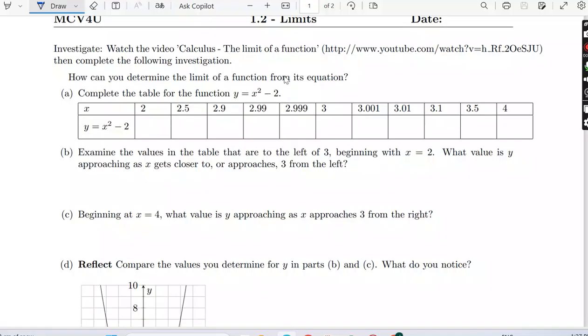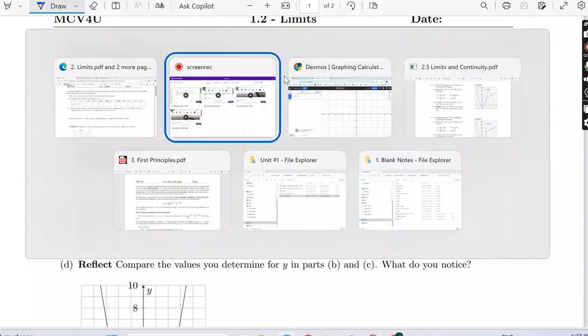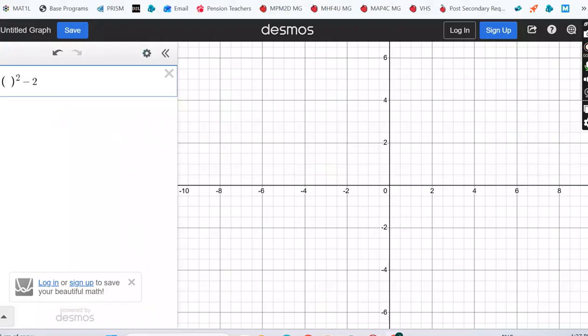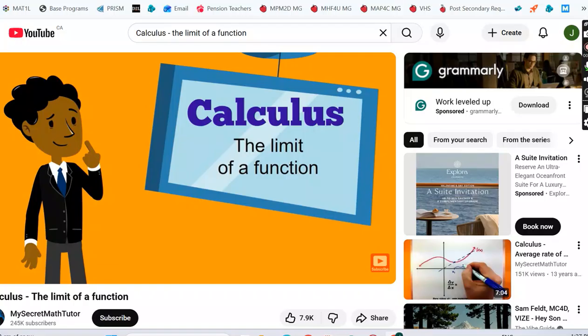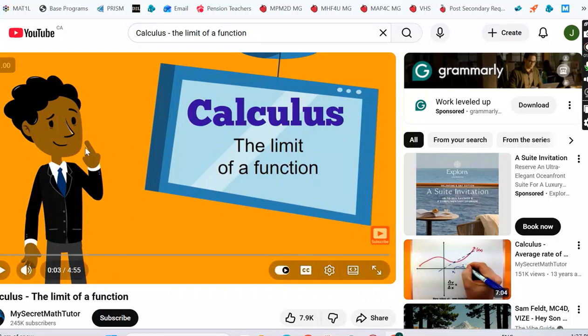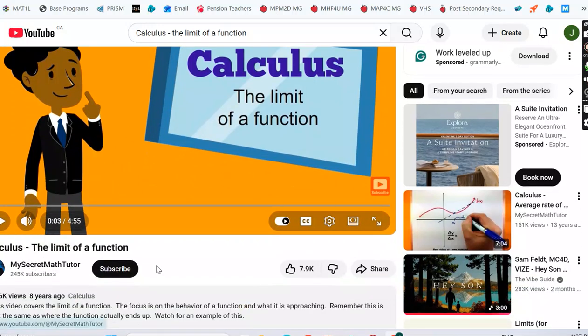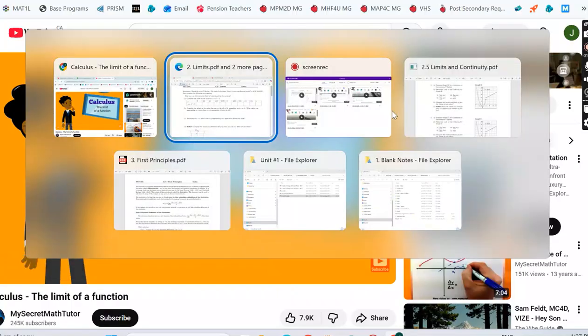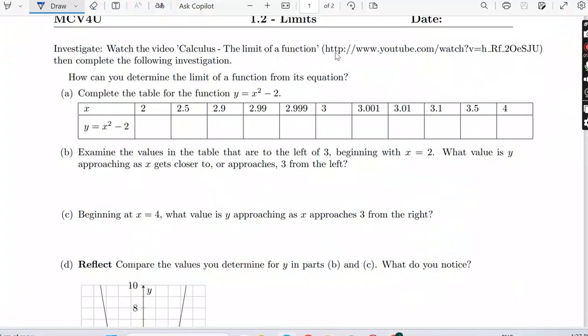Well, if you're watching this video, I'm assuming that you have attempted the worksheet and you have taken a look at the video that was attached in that worksheet. And the video should look like this. So if the link doesn't work, just type in calculus, the limit of a function, and it should be made by my secret math tutor. And this video explains it pretty well in about 4 minutes what a limit is. Okay. Now we are going to examine it algebraically here.